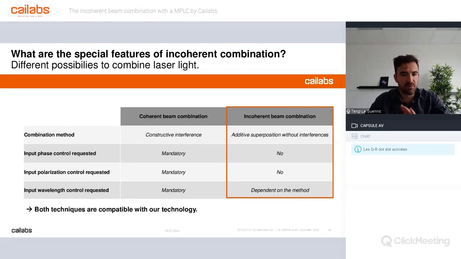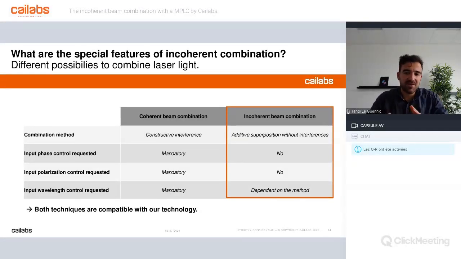Right now, and before going deeper in the explanation of our approach to realize the incoherent beam combination, it's important to remember that there are two ways to combine light. There is the coherent beam combination of light for sources with very small spectral widths, and the incoherent beam combination for the rest, which we are going to discuss later. Both techniques are compatible with our technology. If you would like to combine coherent sources, you have to control the wavelengths, the phase, and the polarization. The advantage of this technique is to obtain a really beautiful output beam quality, but the phase locking stage is not so easy to realize.